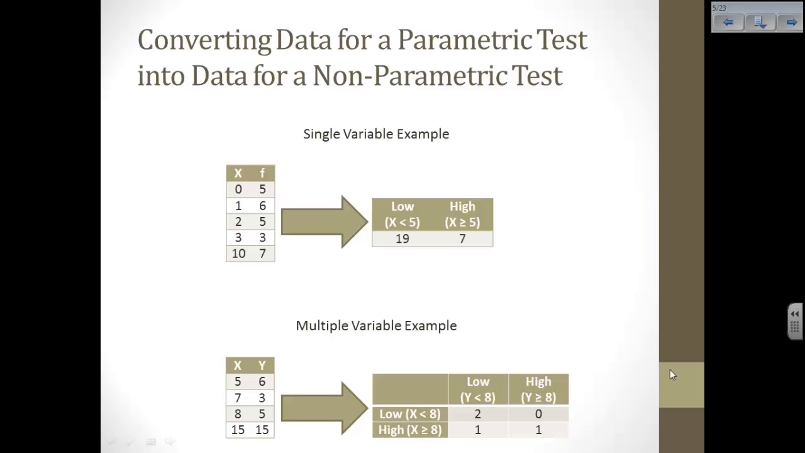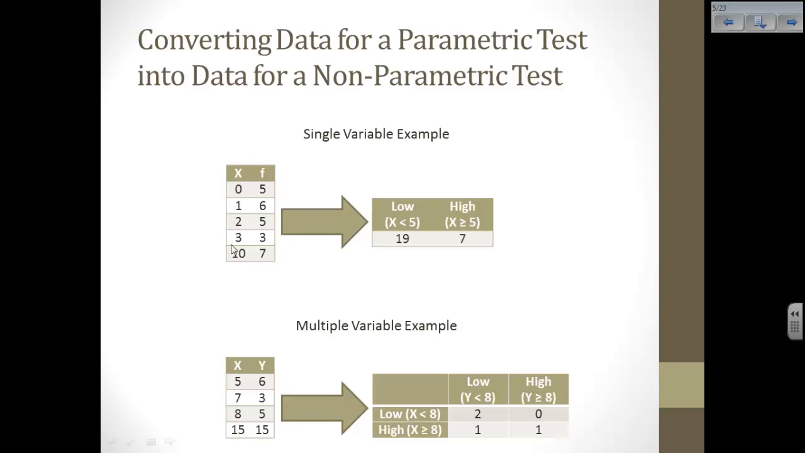So here are some examples of taking data that was originally collected for a parametric test and converting it into data that's appropriate for a nonparametric test. Sometimes the data that was collected with the intention of analyzing it with parametric tests doesn't meet the assumptions for the test. So you can use the frequency distribution for the original data to place participants into categories, and then you can use nonparametric tests to analyze the data more accurately. One example would be this single variable example. We're just measuring one variable. We're counting how many times that variable appears in our data set.